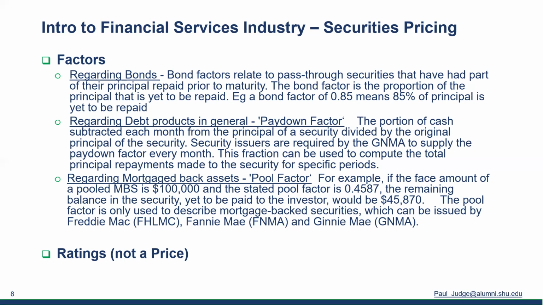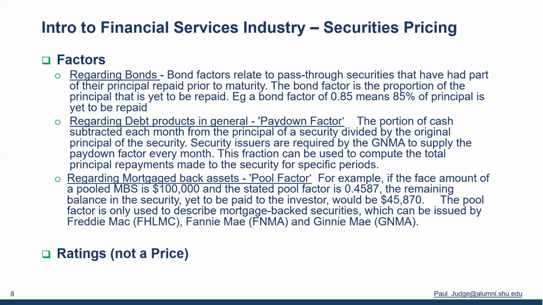Again, is it pricing data? Yes, it's part of the data that's needed to calculate the correct price on a particular asset. The pool factor is only used to describe the mortgage-backed securities, right? Which can be issued by Freddie Mac, Fannie Mae, Ginnie Mae. Okay, so that's what the factors are.